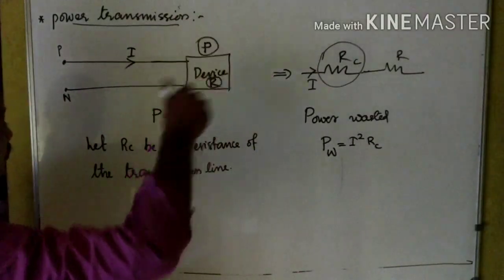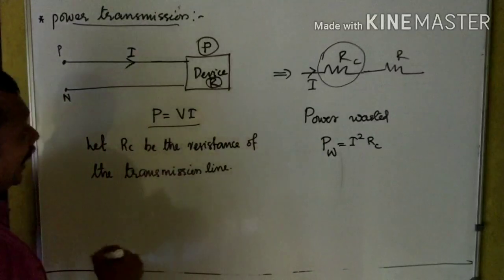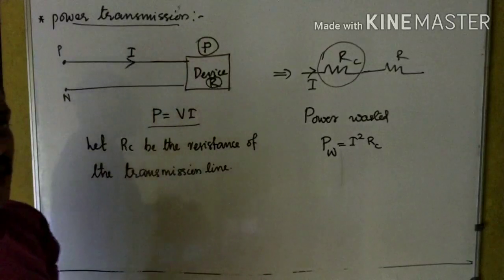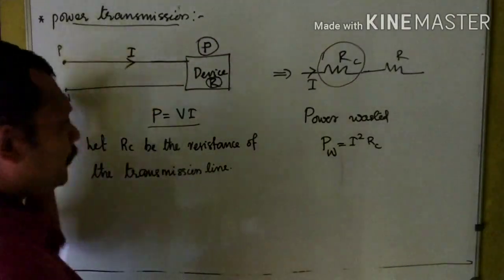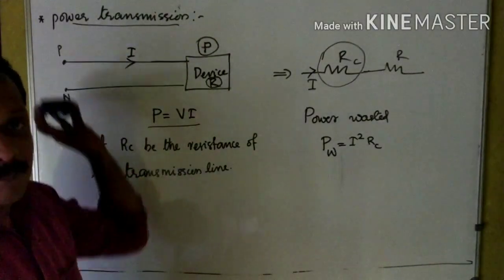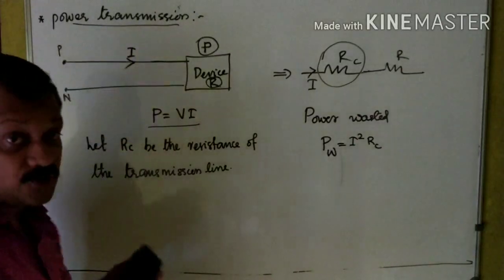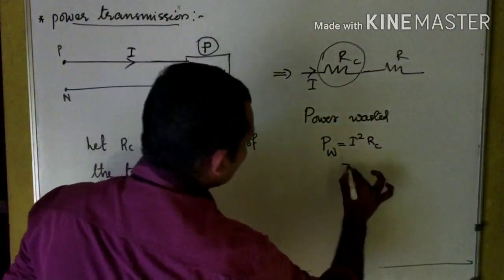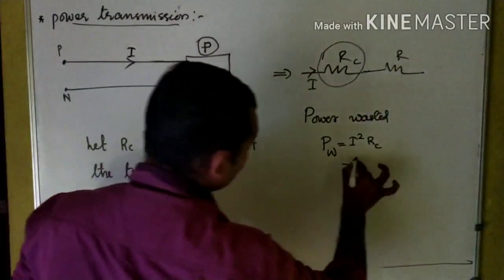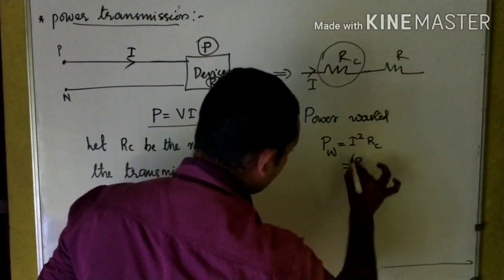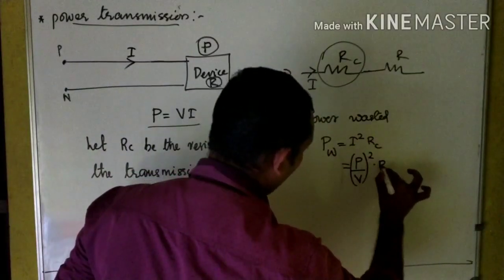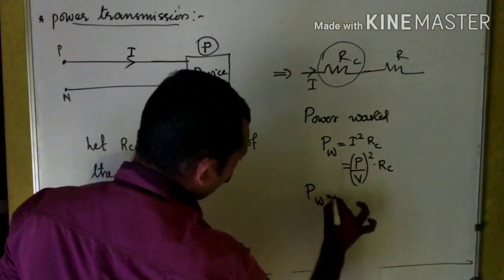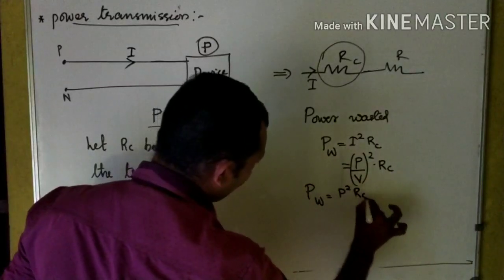But what is I? V is the potential difference across this device. Since the resistance of the transmission line is generally small, this will be the potential difference between the phase and neutral also, almost. Power wasted is I square into RC. But I can be written as P by V. This is P divided by V, the whole square into RC. That means power wasted is equal to P square RC divided by V square.